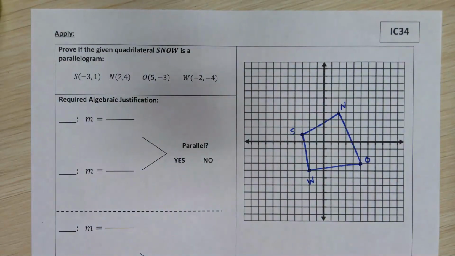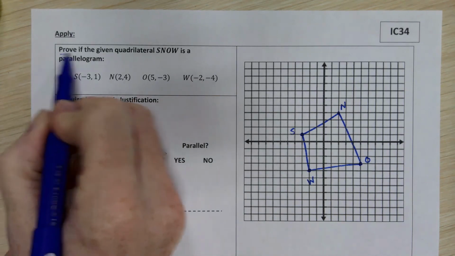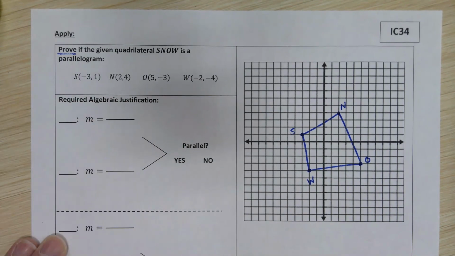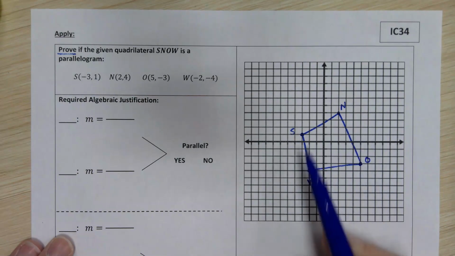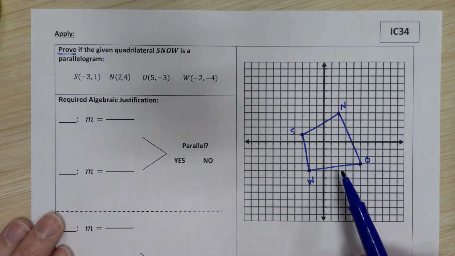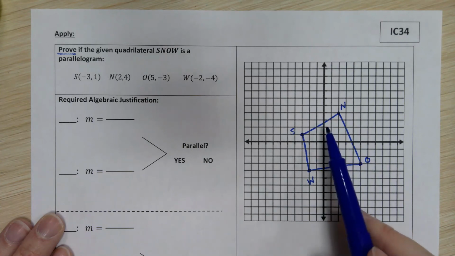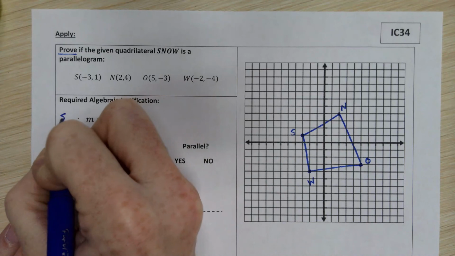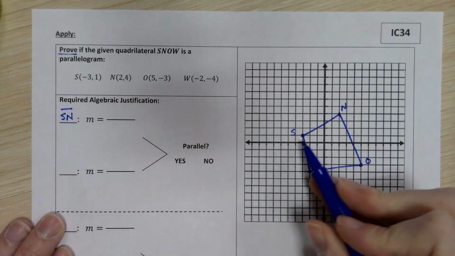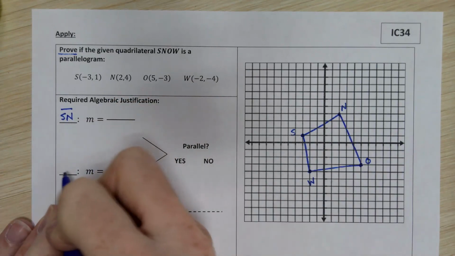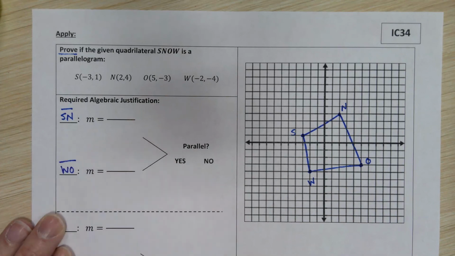Now, this doesn't look like a parallelogram, but we still have to prove it. We can't just say no because of looks. We have to show evidence. So when something like this happens, my suggestion is to pick the sides that definitely seem to be not parallel, because it will save you a little bit of time and effort. So I'm going to go with segment SN, and then the opposite side to SN would be side WO.